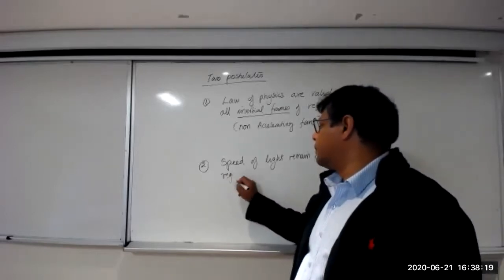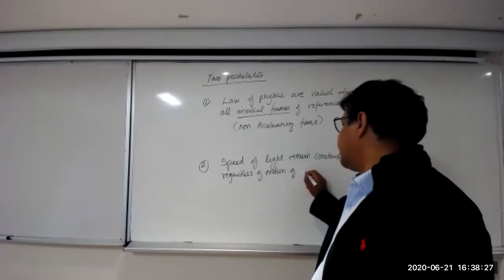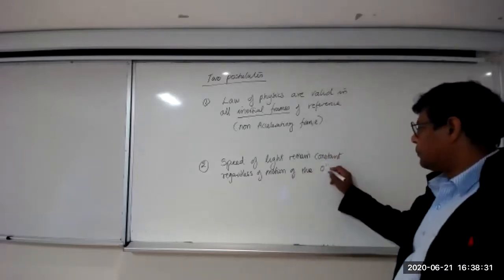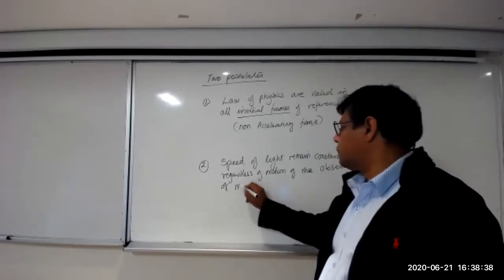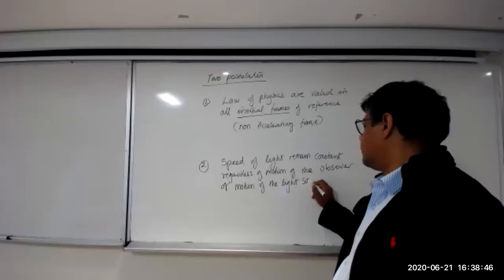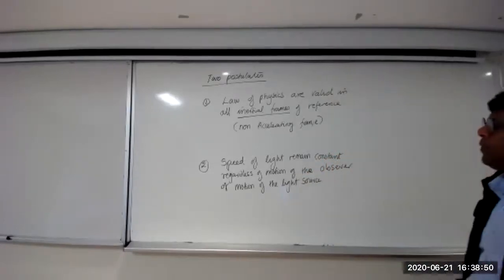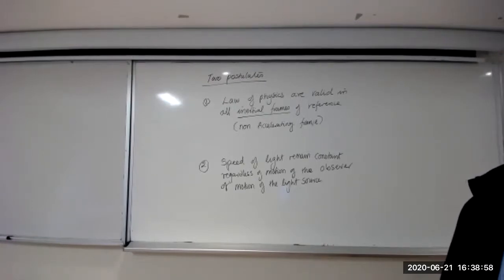Regardless of the motion of the observer, or the motion of the light source. So the speed of light remains constant at c, regardless of the motion of the observer or the motion of the light source. When you say inertial frame, think about constant velocity, not constant speed, constant velocity, or that the object is at rest. Things moving on a circular path are not inertial frames.